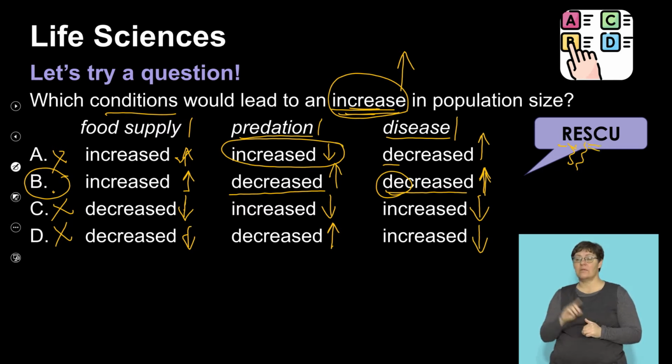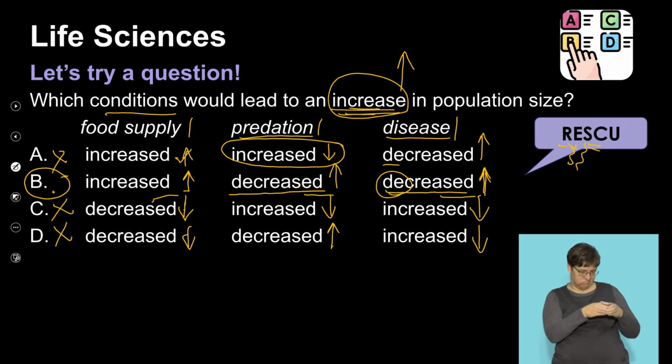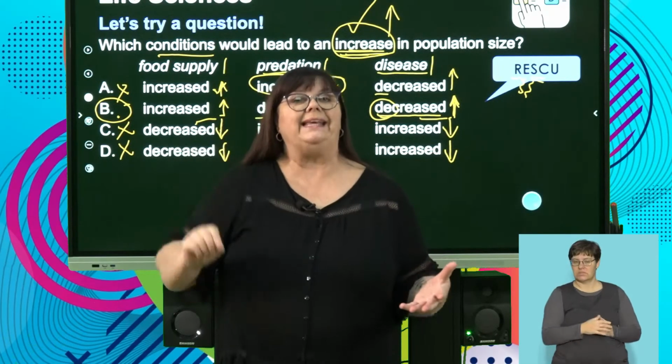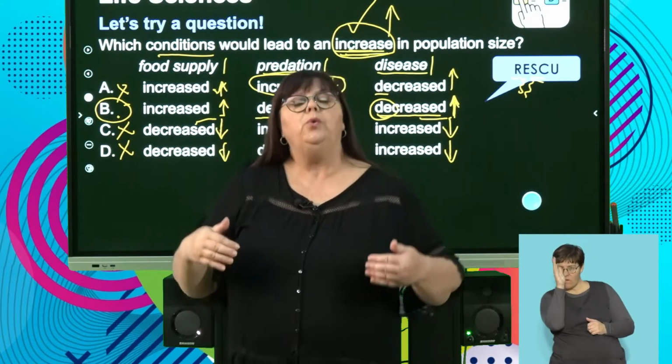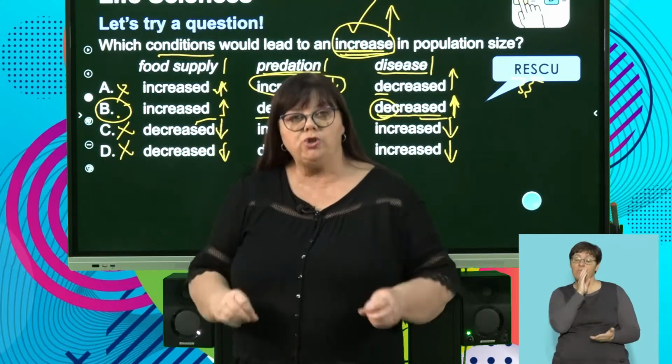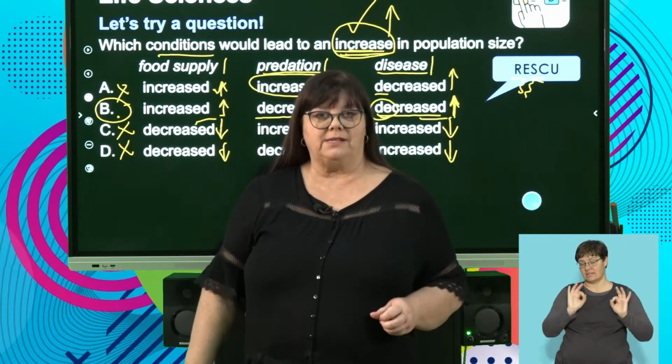I'm going to check it. An increased food supply, a decreased predation, and a decrease in disease is definitely going to increase my population size. Do you see that it wasn't a case of just looking at the question and guessing one of the answers? We worked through a logical process to make sure we got to the right answer.